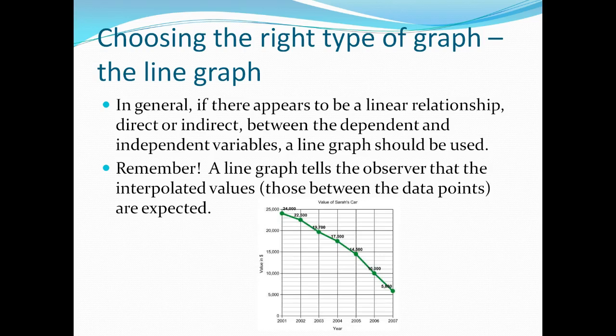So when we see this graph of Sarah's car, shown on the y-axis showing the value of her car in 2001 versus 2007, if we were to test this actually right in between in June of 2003, we would expect Sarah's car to be worth exactly this amount. By connecting these dots, we assume the relationship is linear.